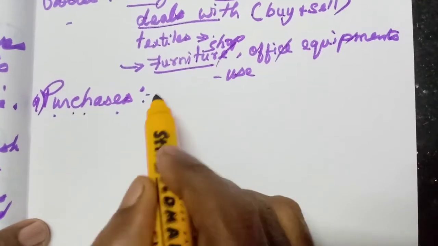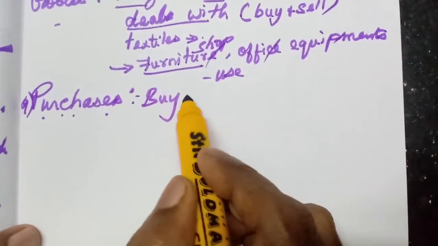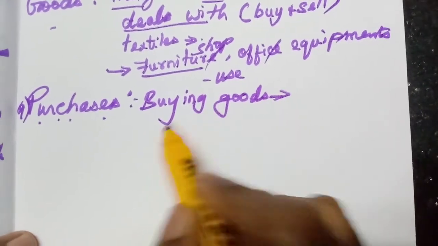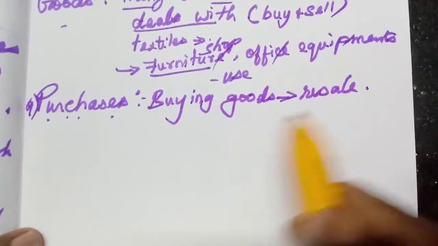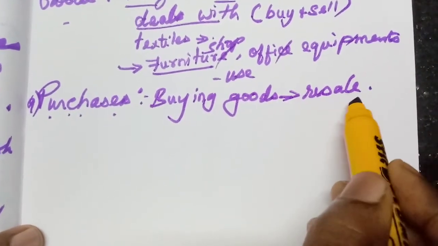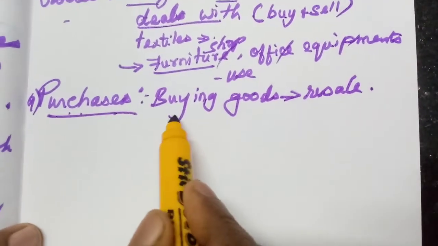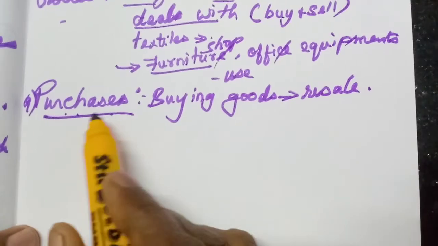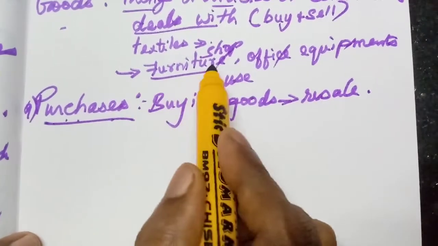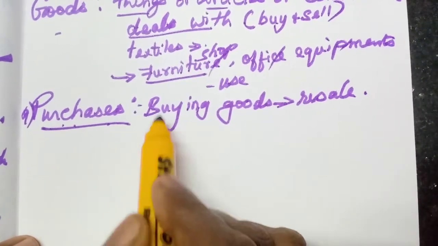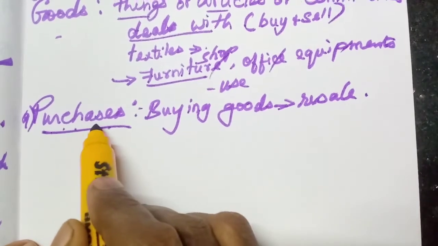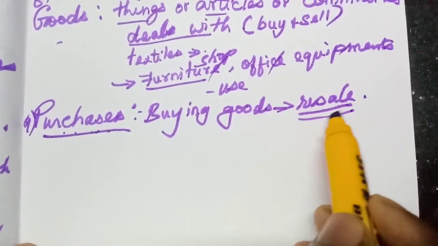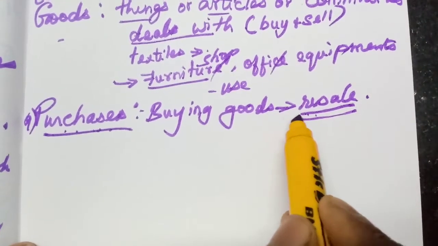What are called purchases? When we buy goods, buying and purchasing, same meaning, isn't it? Buying goods with the intention of resale. Why are they purchasing? For selling. When they purchase goods in order to sell, those goods are called purchases. Understood? Here we cannot say purchases when one business house is buying some furniture for its use. That is an asset for them. So, all the goods that they purchase in order to sell to the customers, that buying is called purchases.